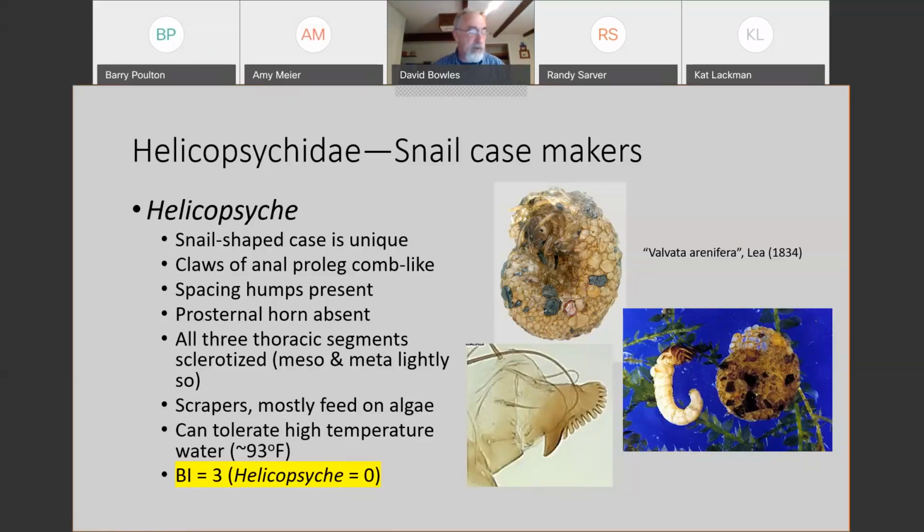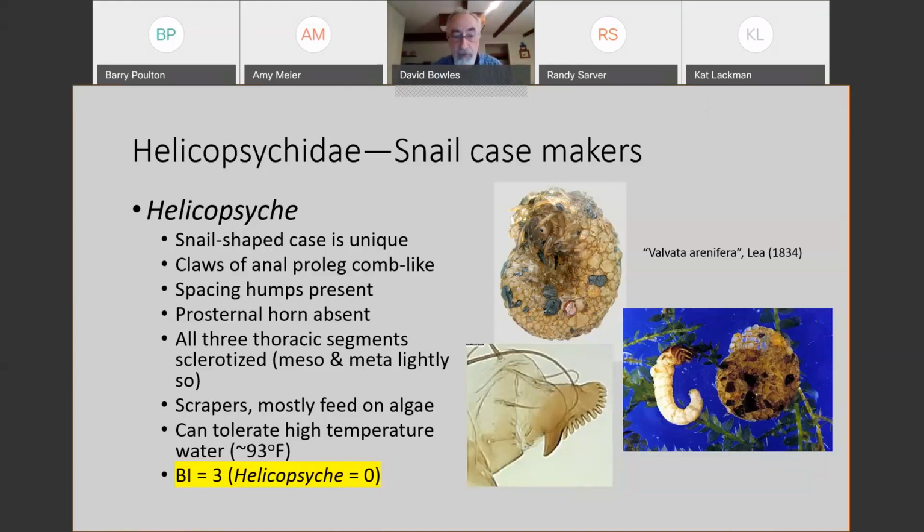And the reason I say that is because of Vince Resh's study, but I did a very large study of caddisflies in eastern Texas, and we published these results. We had collections from over 100 sites, and Helicopsyche was present at the majority of those sites. In some places, it was the most common caddisfly in eastern Texas.